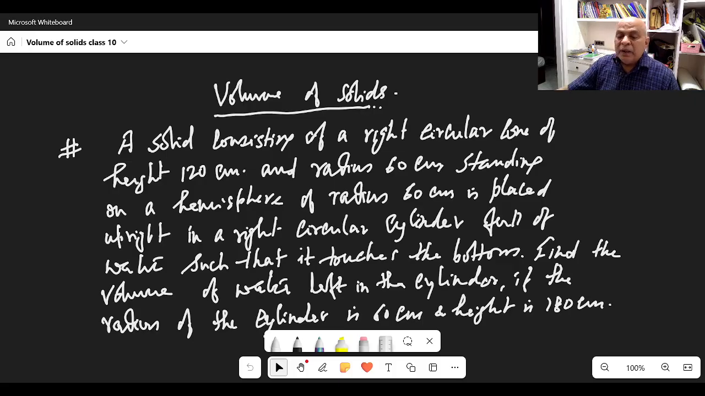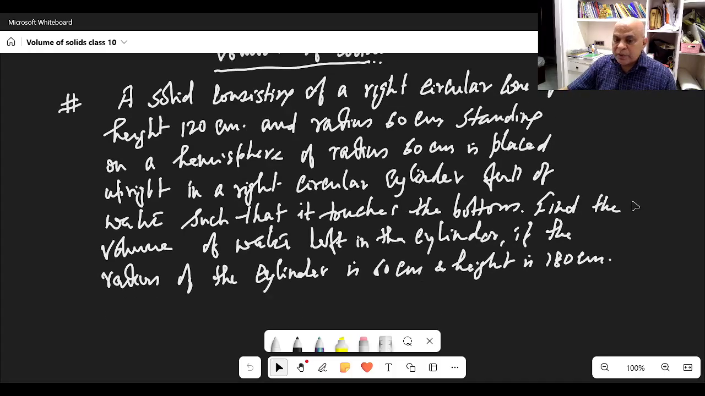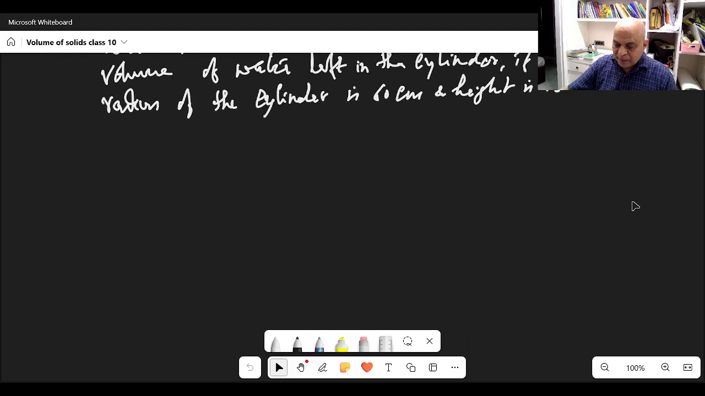120 centimeter. First of all, what we will do is make a clear, neat diagram, and then only we will proceed. How is the diagram? The diagram is like this.